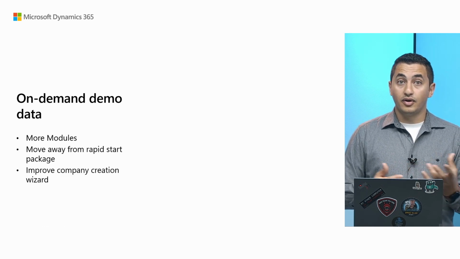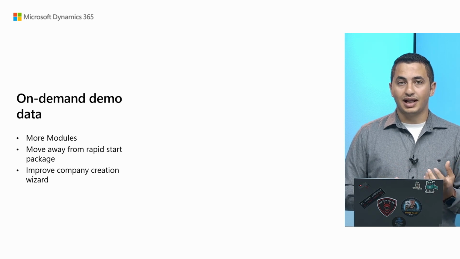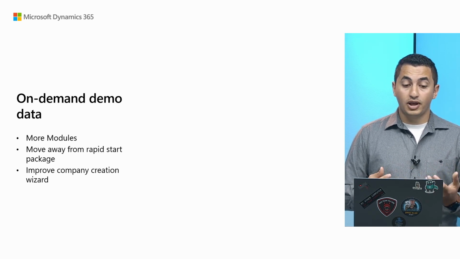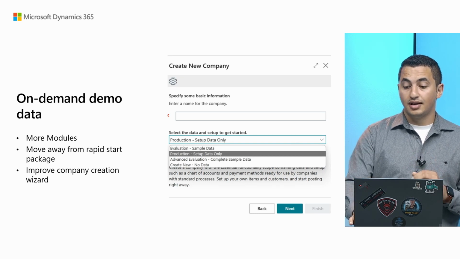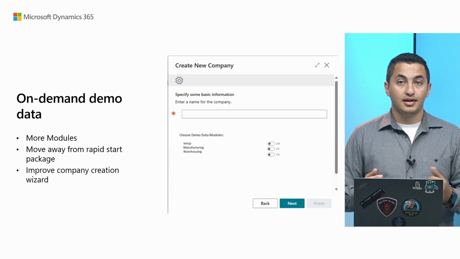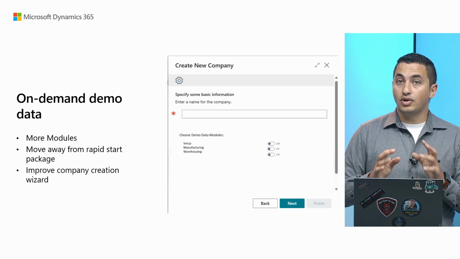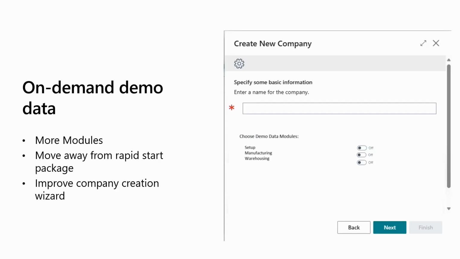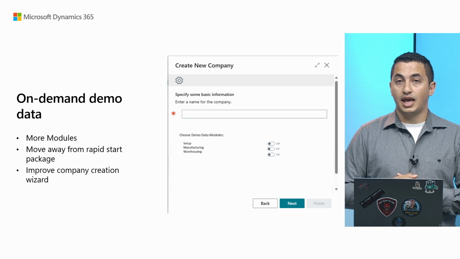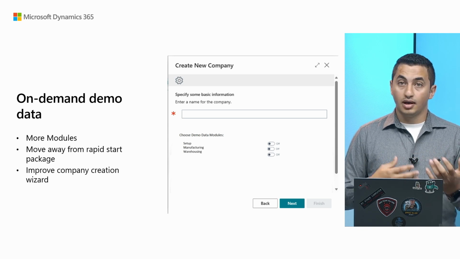Finally, this would allow us to improve something like the company creation wizard. So instead of the company creation wizard looking like this, it will look something like that. When you create a new company, you can choose a set of modules that you want. You can add that in your pipeline for running tests or whatever. And you can even use APIs to create your own company with a set of modules that you want. So it will give you lots of capability going forward.